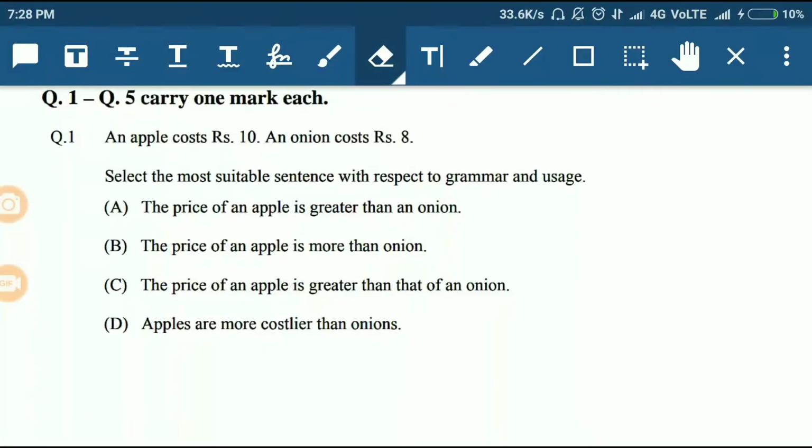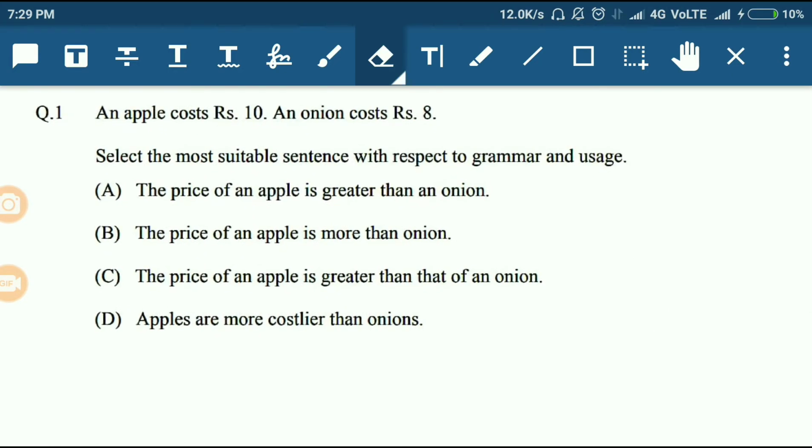An apple costs 10 rupees, an onion costs 8 rupees. Select the most suitable sentence with respect to grammar and usage. So as we can see, as we have solved GATE 2016 set 1 and 2, we have seen similar types of questions, just the sentences are changed.